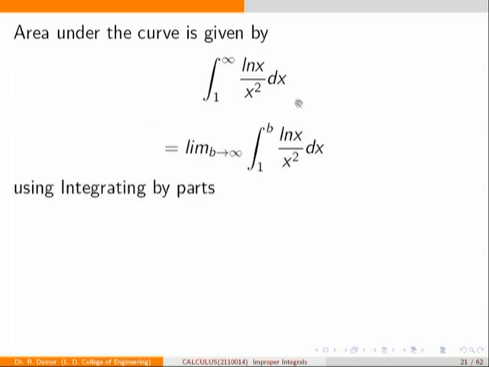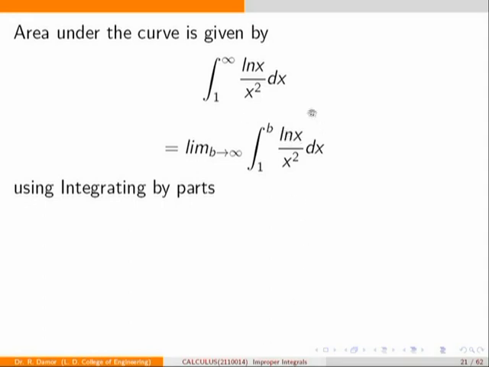Now say this. I can take this as a limit as b tends to infinity. This is my upper limit, taking this as b, and b tends to infinity. So this integral will be converted into the integration from 1 to b of ln x upon x square dx. Now what do we have to do?